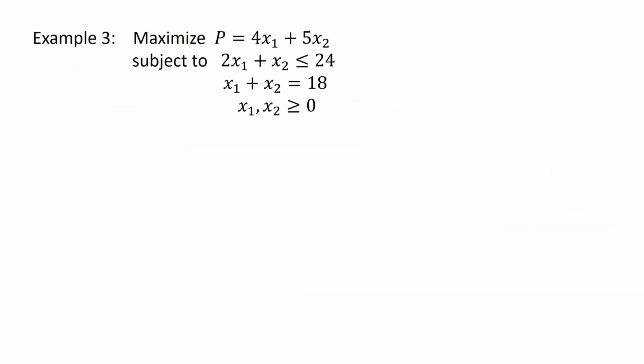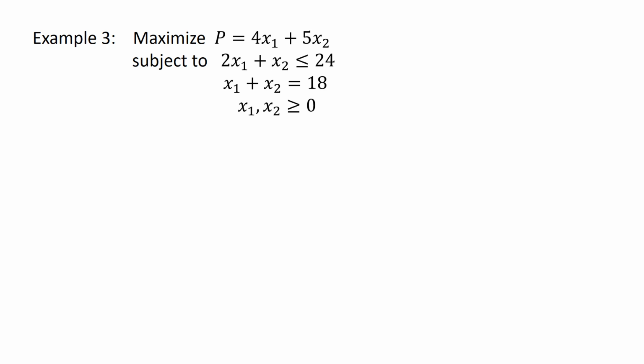So now we're going to look at an example where we have an equal constraint. So let's maximize p equals 4x1 plus 5x2, subject to the constraints 2x1 plus x2 less than or equal to 24, x1 plus x2 equals 18, and x1, x2 greater than or equal to 0.